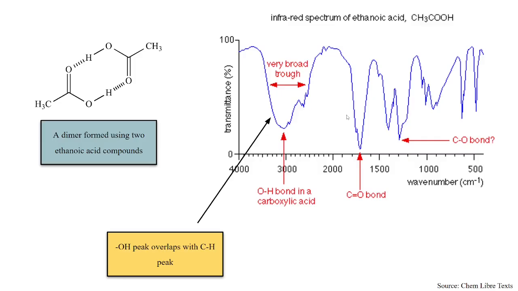This is because carboxylic acids are able to form dimers through hydrogen bonding. For those who don't know, a dimer is a molecule that is formed by two identical units that are connected using hydrogen bonding. An image to help you visualize that is seen on the top left-hand corner. You have two ethanoic acid compounds, and the dashed lines are hydrogen bonding, and that will help you form a dimer. Okay, so that's pretty much it.